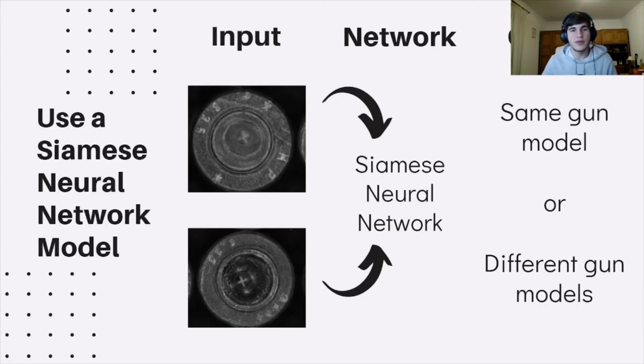So we use the Siamese neural network because it's good for low amounts of data, because instead of classifying one single image, it's actually classifying pairs of images. So instead of saying what the class of an image is, it's saying whether or not a pair of images belong to the same gun model or different gun models. And this allows us to make many pairs from a reduced amount of data.